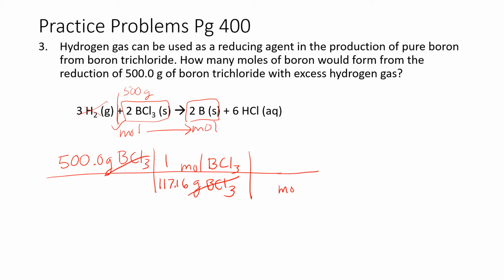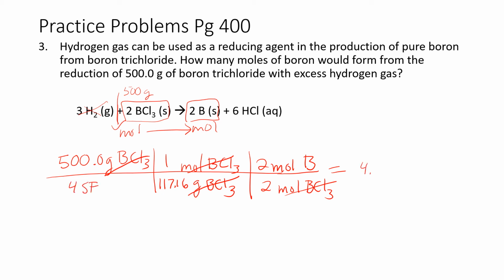Now we want to change from moles of BCl3 to moles of just boron. We can see from our balanced reaction it's actually a 2-to-2 ratio, and that allows our moles of boron trichloride to cancel. So in terms of your math, it kind of simplifies things. The 2 over 2 could be 1 over 1. So we really just have 500 divided by 117.16. And we've got 4 sig figs here, so we have 4 in our answer.